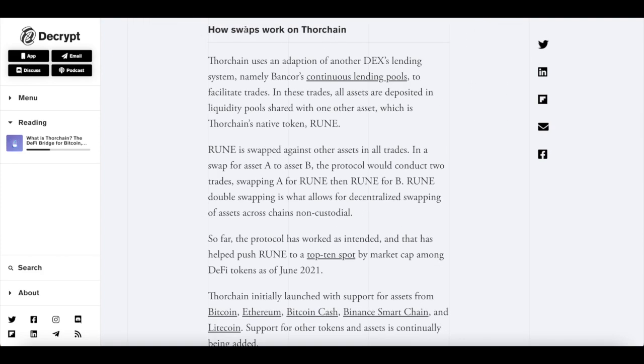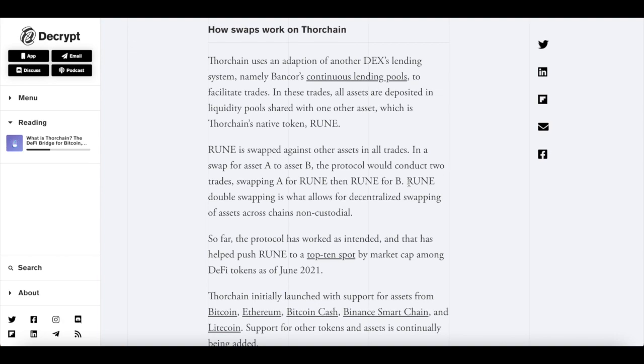So this is how swaps work on THORChain. THORChain uses an adaptation of another DEX lending system, namely Bancor's continuous liquidity pool, to facilitate trades. In these trades, all assets are deposited in a liquidity pool shared with one other asset, which is THORChain's native token. So Rune is swapped against other assets in all trades. In a swap from asset A to asset B, the protocol would conduct two trades, swapping A for Rune, then Rune for B. This actually sounds understandable.